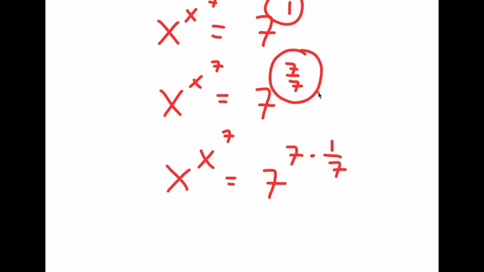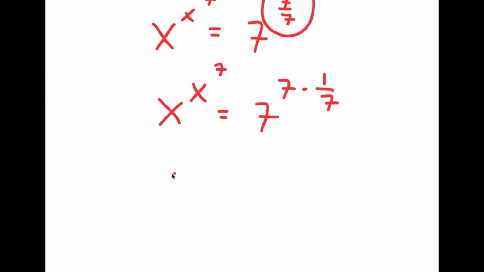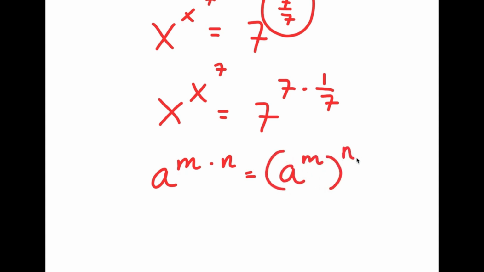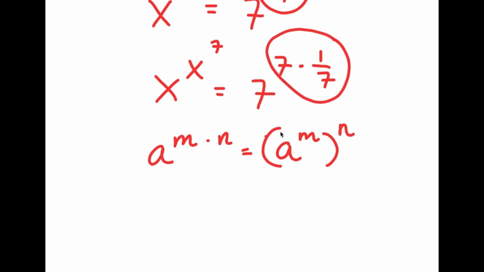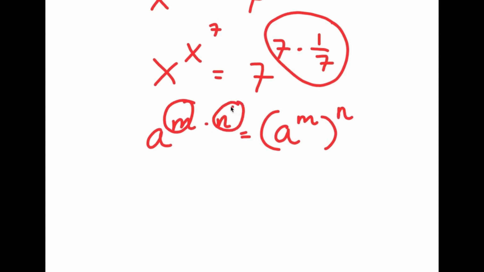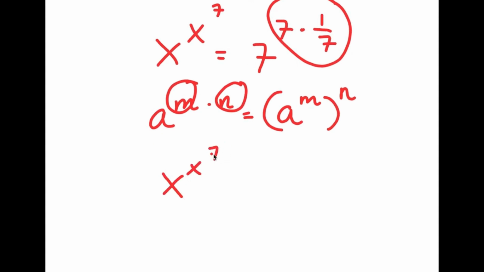And now, if I have something in the form a to the power of m times n, this is the same thing as a to the power of m to the power of n. So right here we have 7 to the power of 7 times 1 over 7. And notice how this is in form m times n, m being 7 and n being 1 over 7. So I can rewrite that as 7 to the power of 1 over 7 to the power of 7.